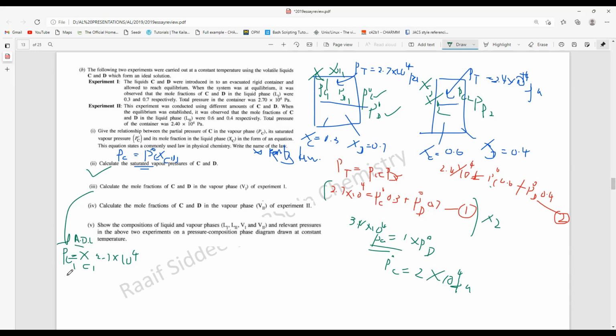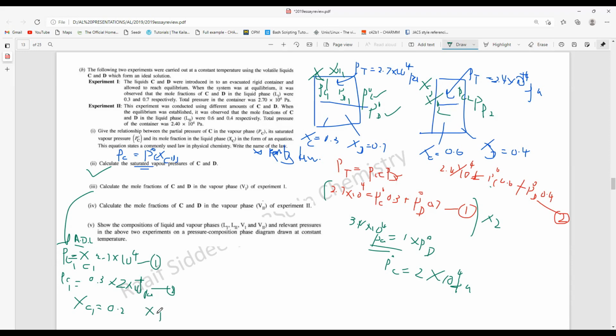In the same way, if I write according to Raoult's law, PC1 would be equal to XC in the liquid, that is 0.3, times the saturated vapor pressure that we have found, which is 2 into 10 to the power 4 Pascal. The only thing I don't know here is XC1, because I can equate equation 1 and equation 2. So then I will calculate XC1, and XC1 in the experiment would be around 0.2.